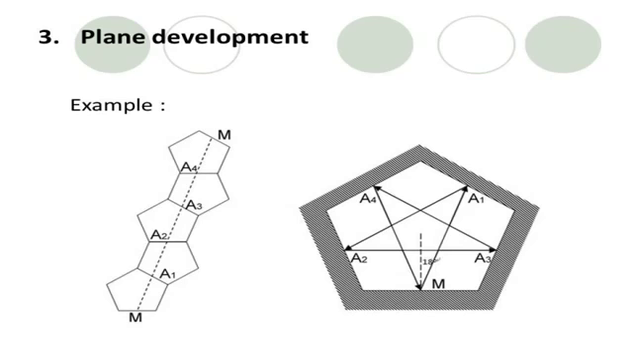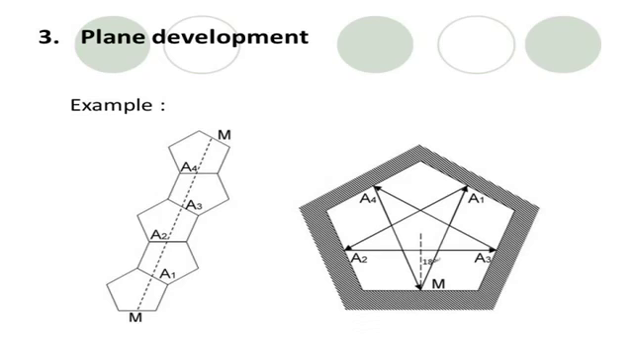In order to find the trajectories which can go back to the starting point, we introduce the method of plane development. A plane development is the process of successively reflecting the pentagons along one of the sides of the pentagon, forming a series of pentagons.